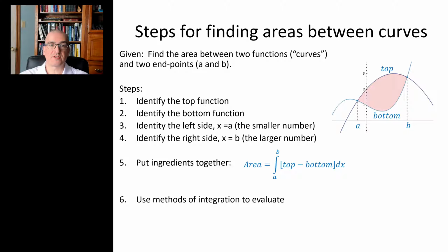Once you have the top function, the bottom function, and the bounds of integration, you put it all together. Your area is going to be the integral from a to b of your top function minus your bottom function. And then you use various methods of integration, whether it's substitution, anti-power rule, or something else, to integrate and evaluate.